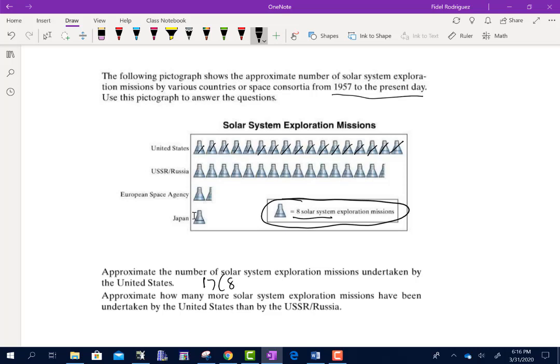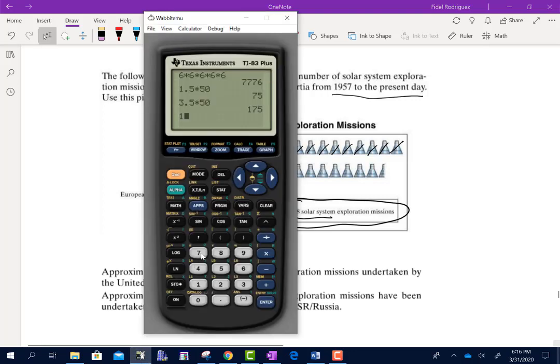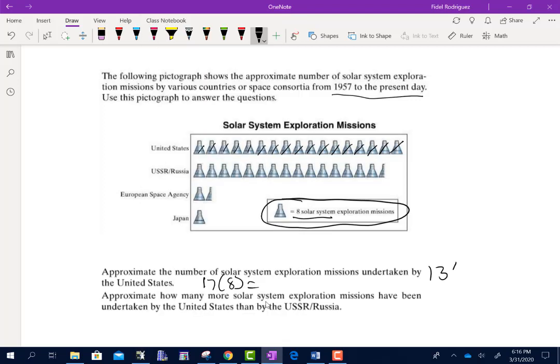So again, we're going to take 17 times 8. I'm going to use my calculator again. 17 times 8 is 136. So we took 136. And the next question says, how many more have been taken by the U.S. than by Russia? Well, we have 1.5 more, right? So 1.5 times 8 should give me 12.